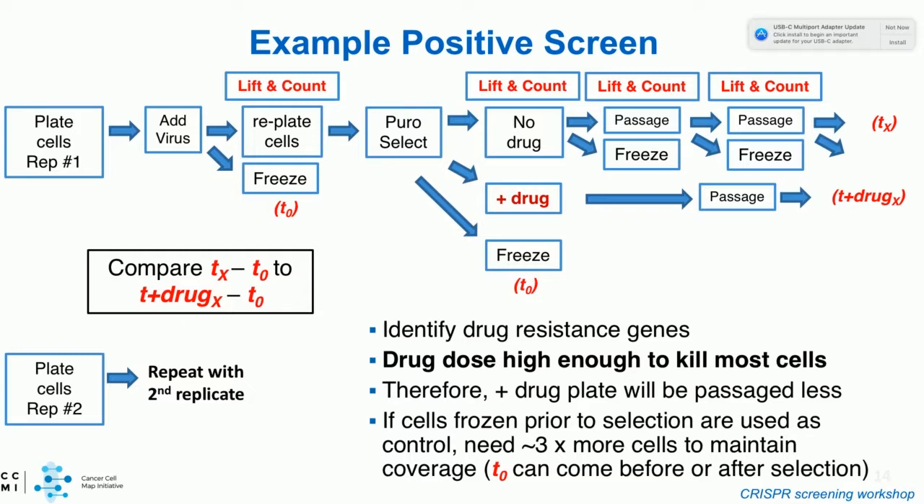If we were going to do a positive screen, we're going to pick a dose that's high enough to kill most of the cells. The initial part will be fine, just because the mechanics of doing the initial transduction of the library into the cells is the same. But after we finish puromycin selection, we'll go into drug, and then we're going to compare this with drug to the without drug samples. The one thing of note here is that if we're doing a positive selection screen and our drug dose is going to be significantly toxic to the cells, this will get passaged a lot less than this one, just because the drug is clearly slowing down the growth of these cells.